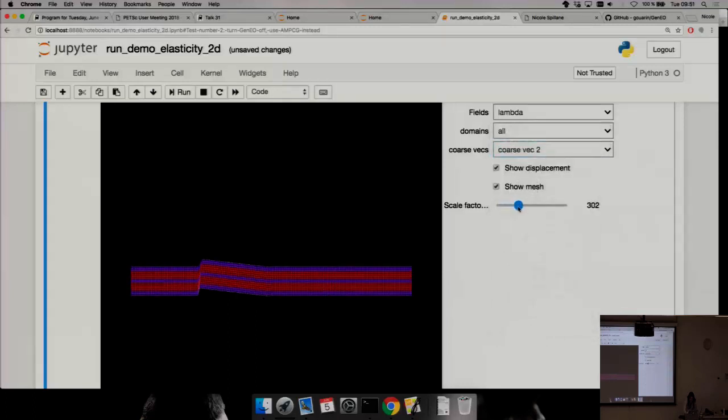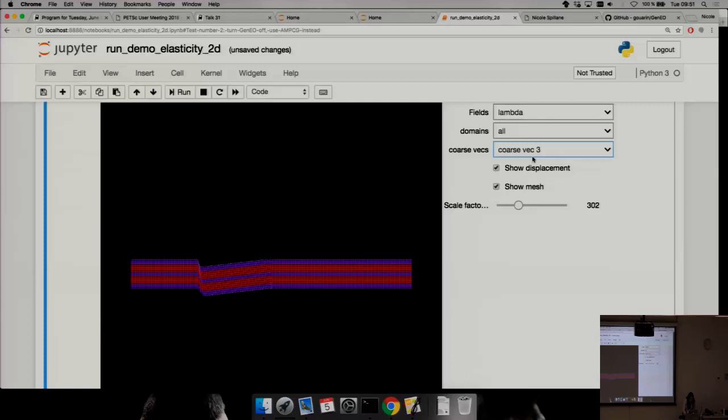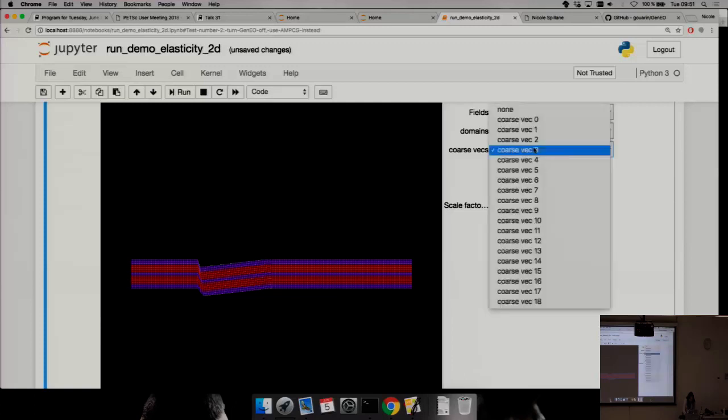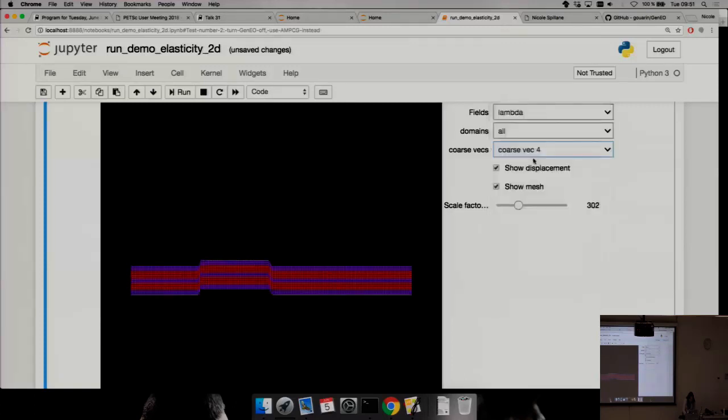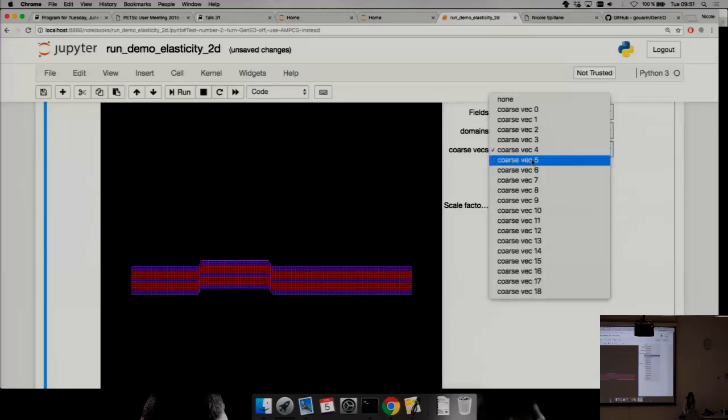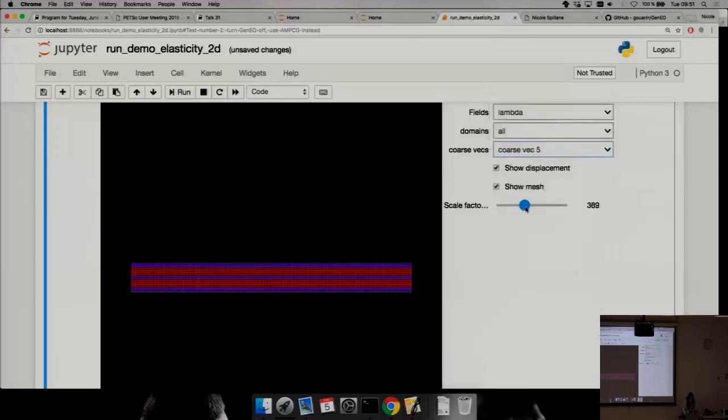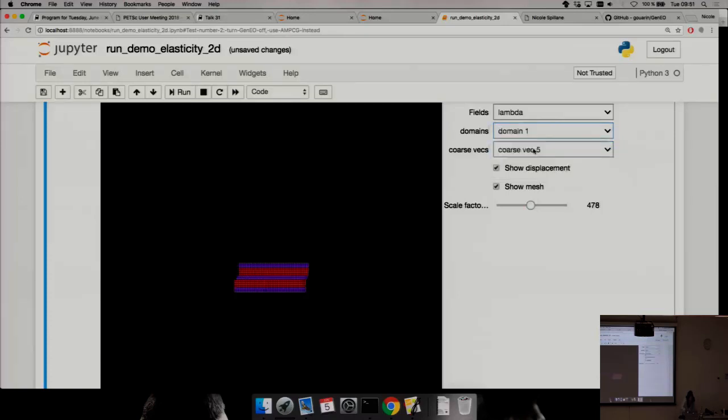So the first coarse vector is just a rotation of that subdomain. So it's a rigid body mode for that subdomain. Then this one here is also a rigid body mode. This one is a rigid body mode. Then eigenvector number 5 for subdomain number 1, and I just show only that domain.